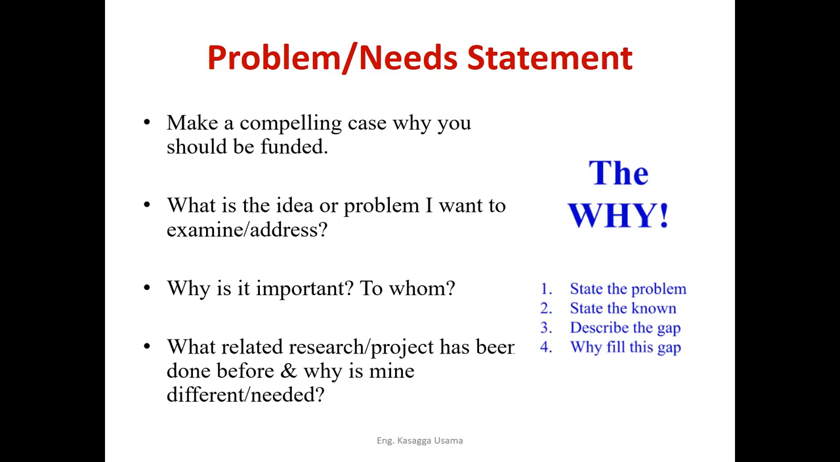What other related research or projects have been done before, and why do you mind about those needs? So you need to be clear why. What other related research or projects have been done so far? This is when you're formulating your problem statement, and that's why you need to work as a team. If you work as a team, it is very easy for us to formulate a research problem, and then quickly we shall be done.